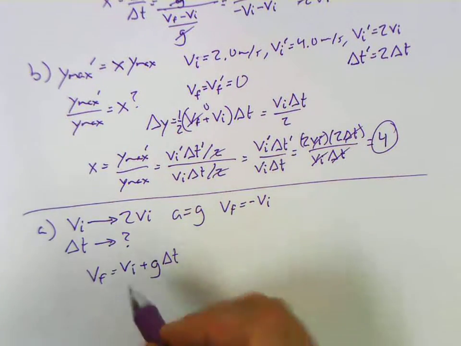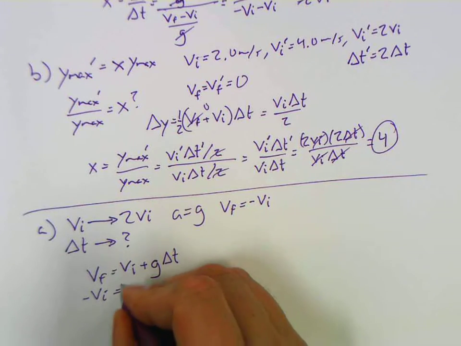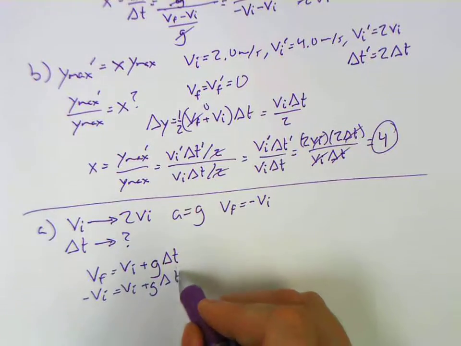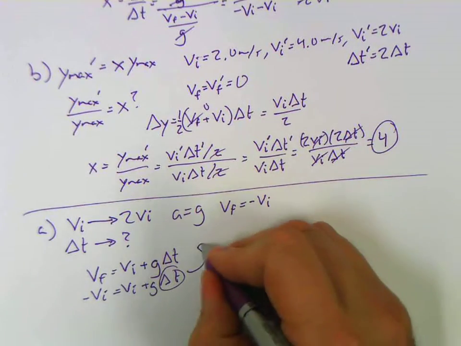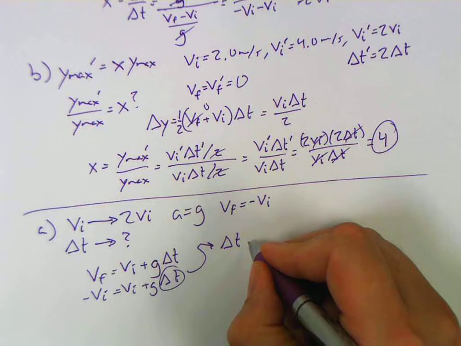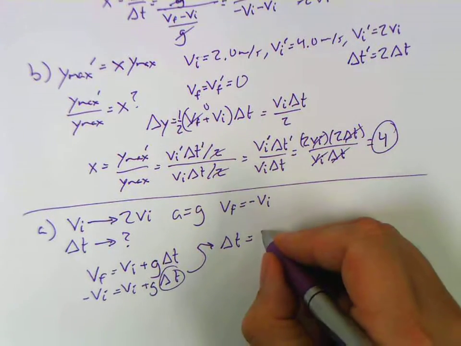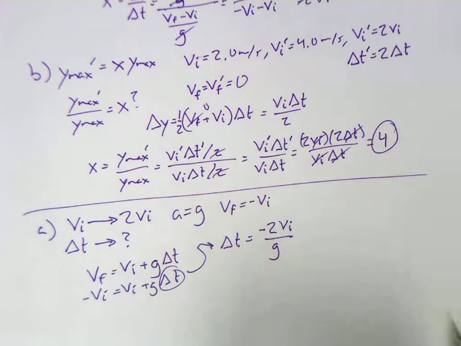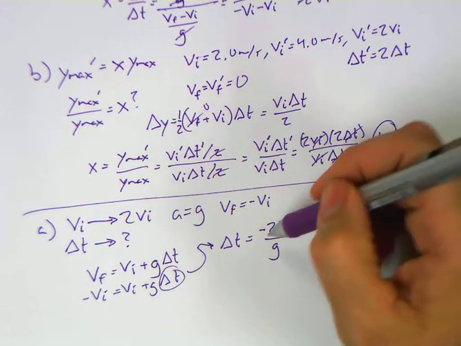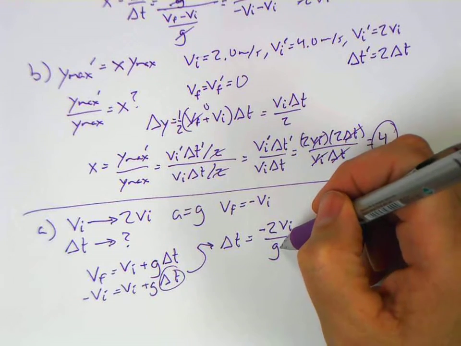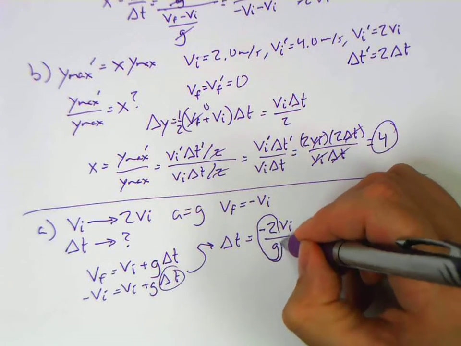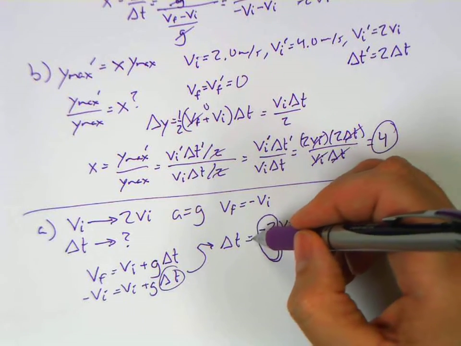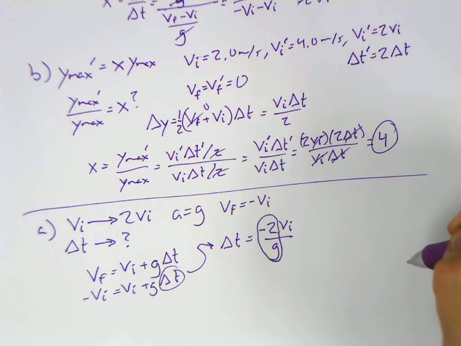We make a substitution here. Negative v initial is equal to v initial plus g times delta t. Solving this for delta t, we get delta t is equal to negative 2v initial divided by g. All right. Now, negative 2 is not going to change. g is not going to change. That means that these two things are a constant. So what I have is delta t is equal to a constant multiplied by v initial.